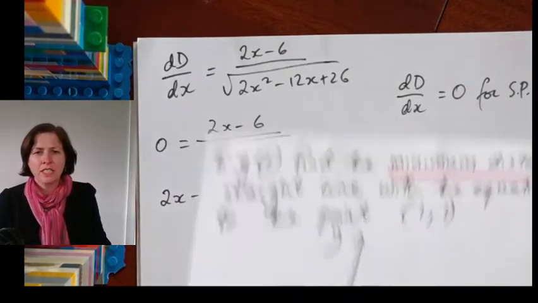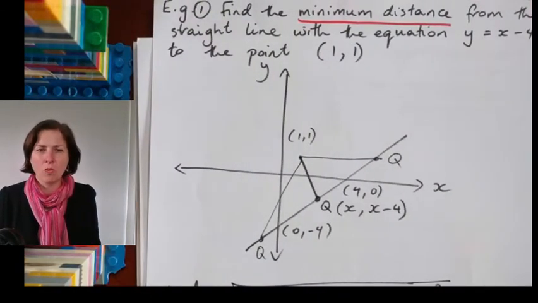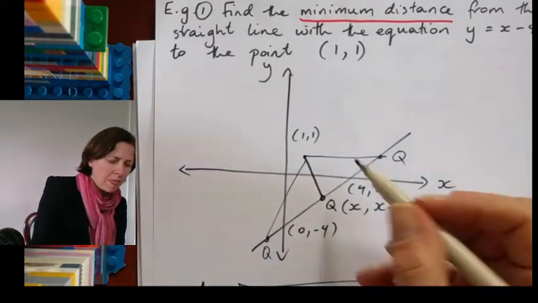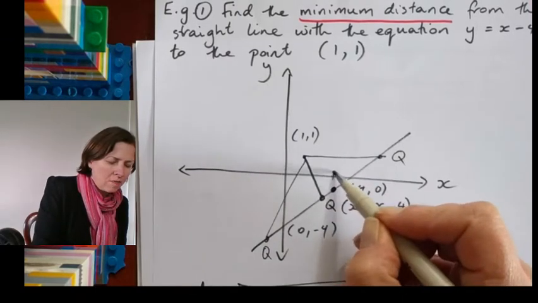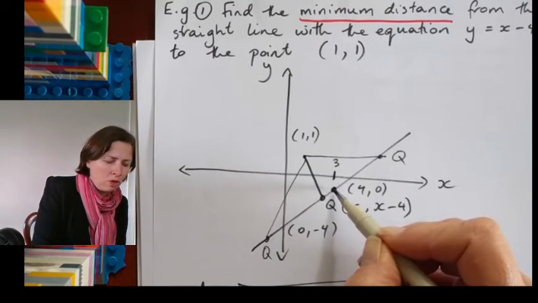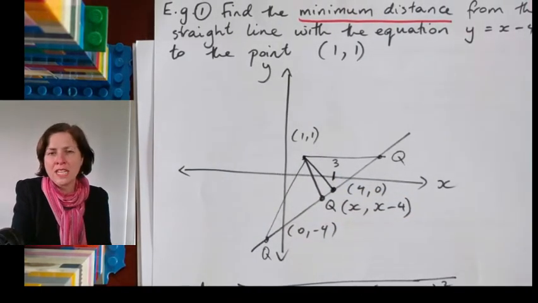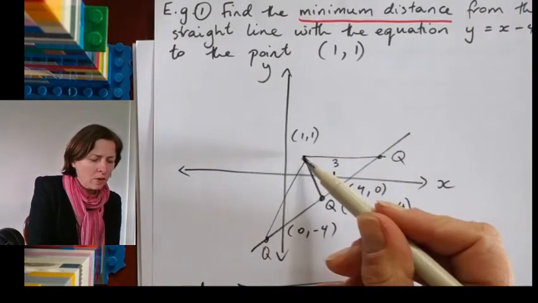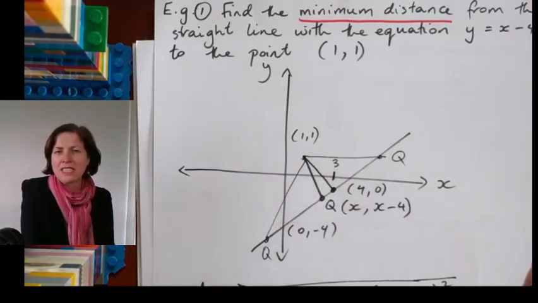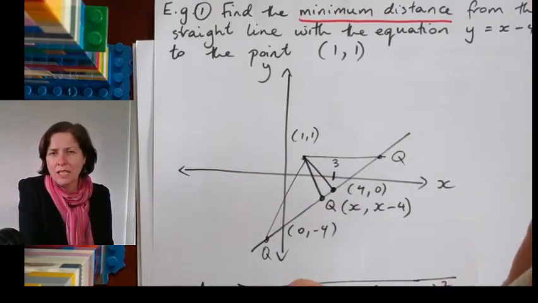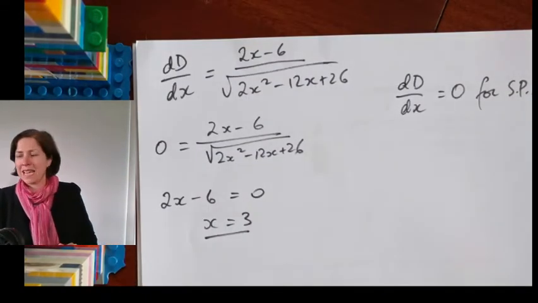Now at this stage, it's not a bad idea to go back to my original diagram, because in this case, I can locate what I've just found on my diagram. There's 4, there's 1, 3 is somewhere there. So an x value of 3 is going to give me a point Q somewhere there. That actually looks pretty good to me in terms of finding the shortest distance between this point and this line. So I'm feeling confident in what I've done. Now, this is not any kind of proof that I've found the right answer, but it's always good when you can double check that the numbers that you've found make sense.